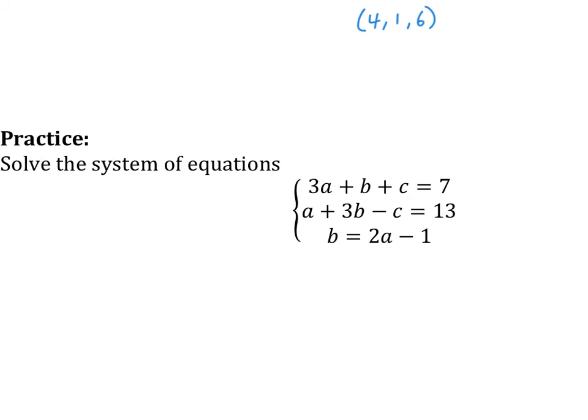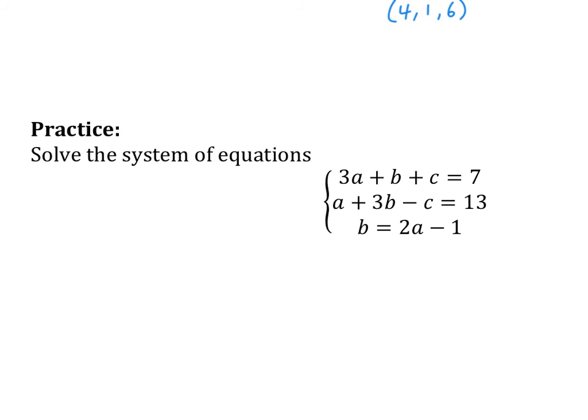All right, go ahead and give this one a try. This one is kind of nice because it already tells you what b is, so you just have to substitute and solve. Pause the video and come back and check your answer. All right, the answer is 2, 3, -2.